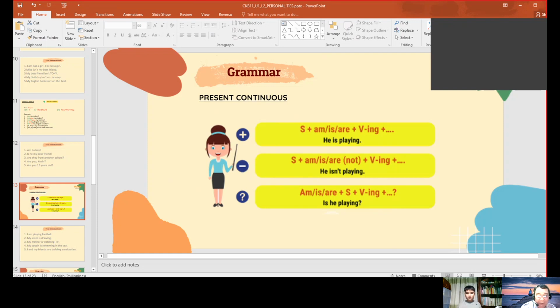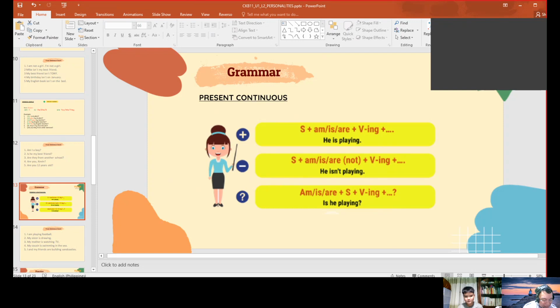Okay? Like for example, I'm going to type on the chat box. They aren't walking. So my subject in here is, what's the subject? They. It's they. So therefore, I have to use are not. Right? So the contracted form is aren't, and I use the ing verb walking. Okay? Yes. One more time.